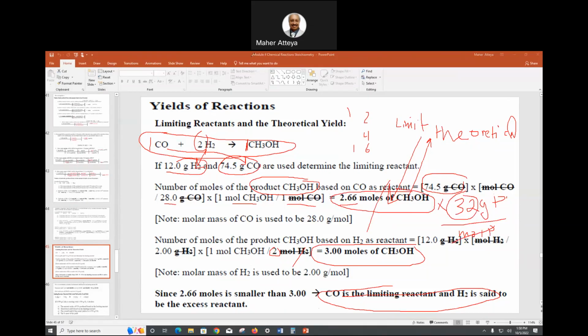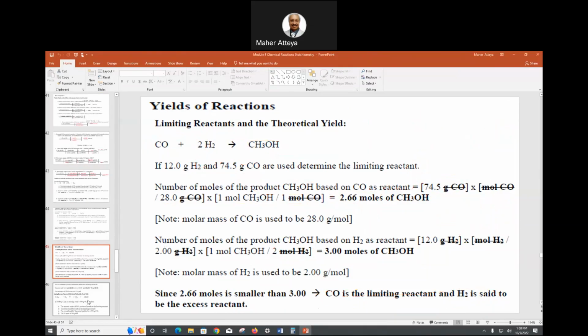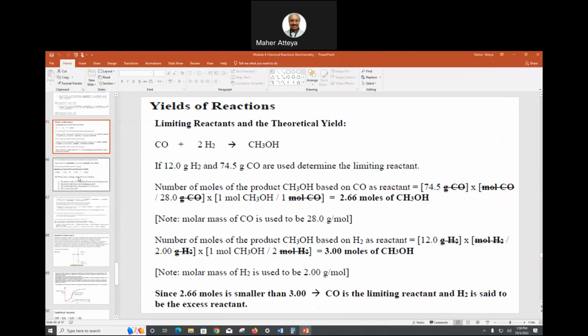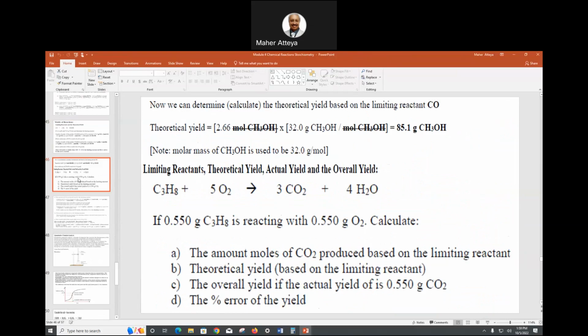So if you look here at the next one, everybody's following here? Everybody's following? So now if you look at this, I have to multiply this by the molar mass, the same thing. I did this calculation for you. So here it is, the molar mass of methanol per mole. So the mole cancels with the moles, and you get the number of grams. This is the theoretical yield.